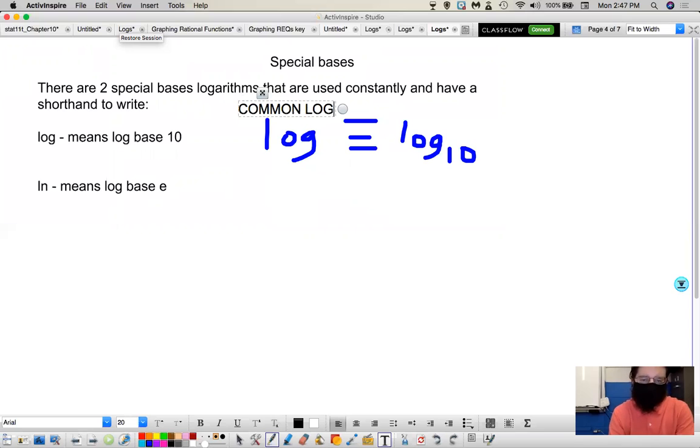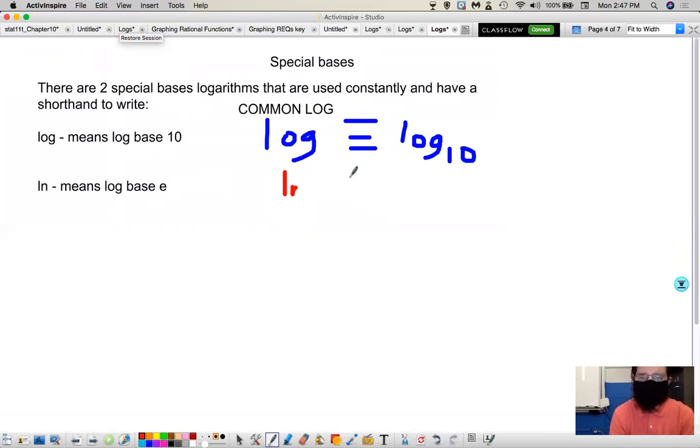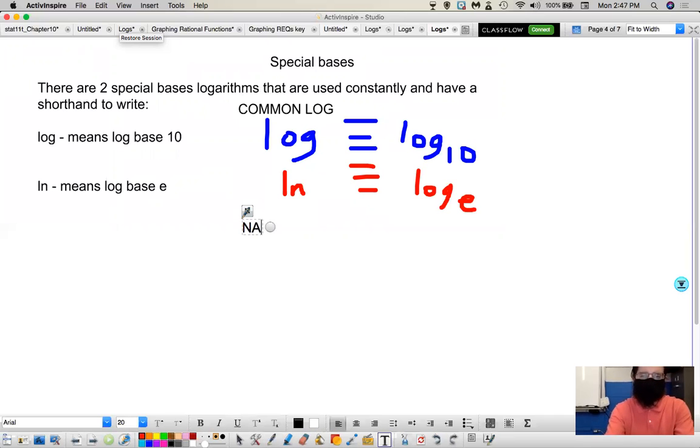If we have ln, that's the same as log with a base of e. We call that the natural log. The reason it's ln and not nl, the dude that made this wasn't American. Yeah, you can figure it out from there.